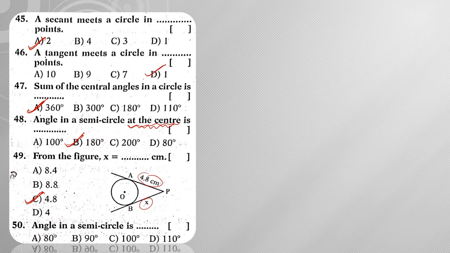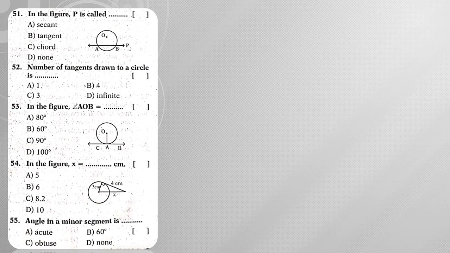Next, angle in a semicircle is 90 degrees. So these two things you need to understand. Angle in a semicircle at the center is 180 degrees. Angle in a semicircle is 90 degrees. Next, moving on to question number 51.